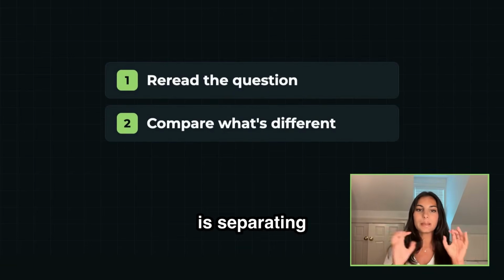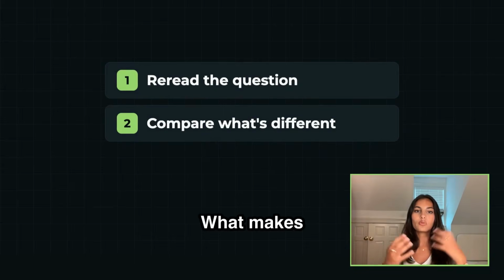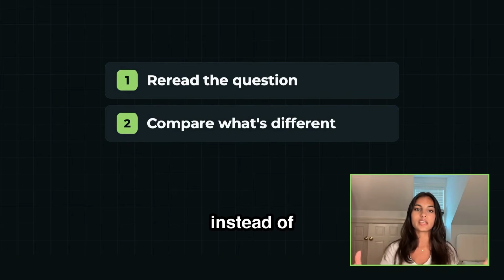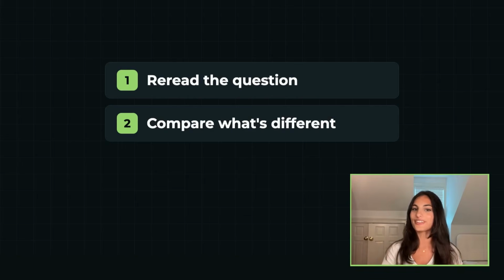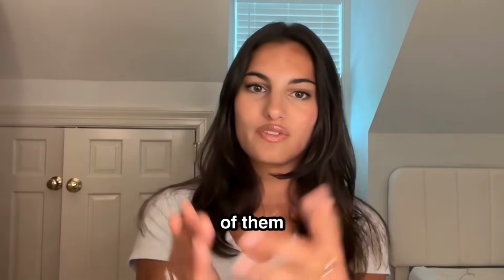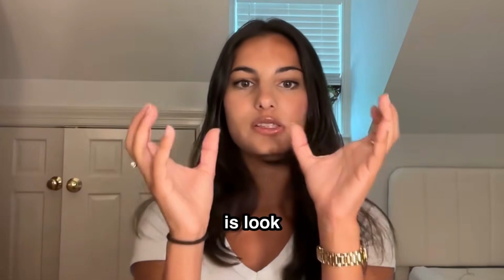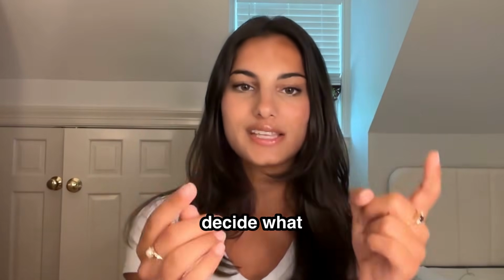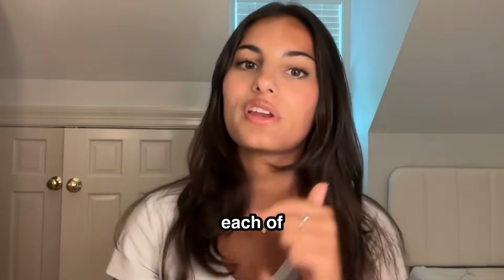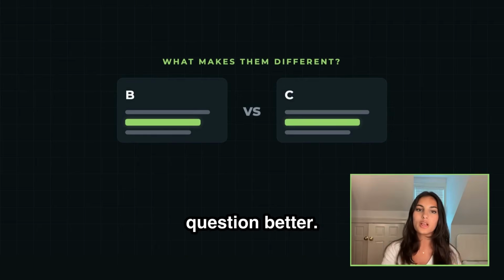Number two is separating these two answer choices and deciding what makes them different from each other. What makes them distinct answer choices instead of one? Because, as you know, there's only one correct answer per question. So there's a reason that they're separate and there's a reason that one of them is wrong. And I think looking at what's different between the two of them can help you identify what might be wrong about one of them. So what I would do is look at each of the answer choices, decide what you think is the main point of each of them, kind of summarize them to yourself, and then see which one responds to the question better.